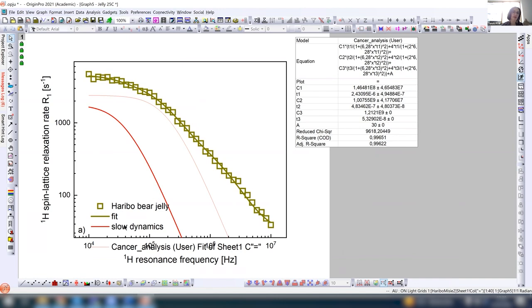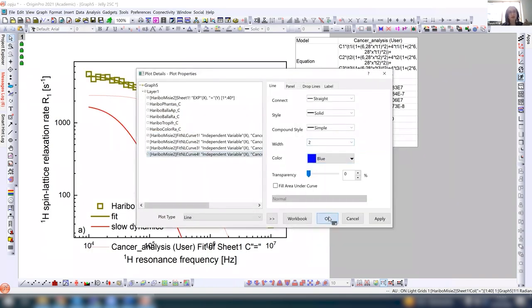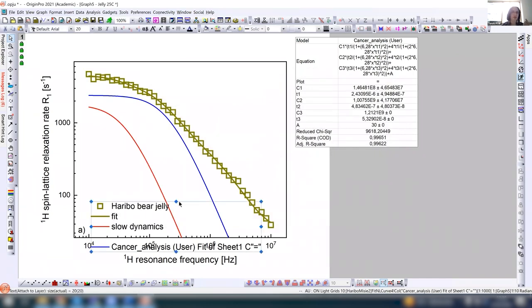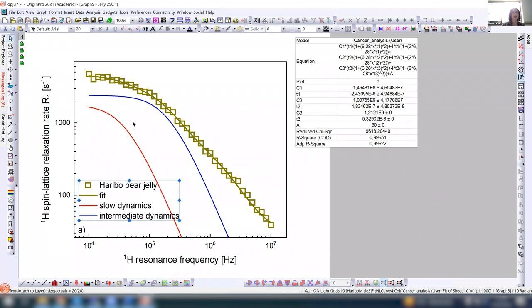However, here you have the second. So this will be now, let me make it like that. Then make it blue. And this will give me intermediate dynamics. So this is the intermediate contribution. You see, as the correlation time is shorter, the curves bends down at higher frequencies.